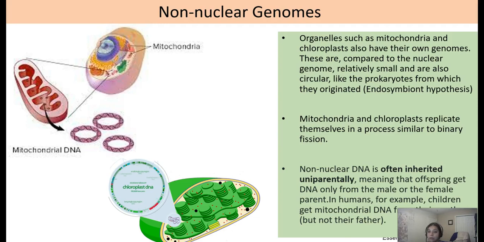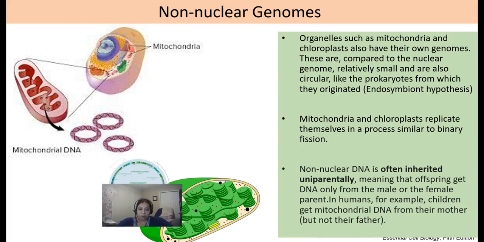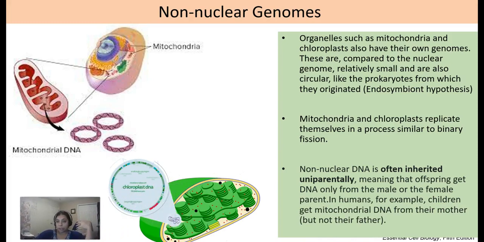The endosymbiont hypothesis, which is the most prevalent hypothesis about their origin, states that they were at some point prokaryotes. They originated from prokaryotes and were incorporated into eukaryotes through engulfing and ingesting. Mitochondria and chloroplasts replicate very similarly to binary fission, like you would see in prokaryotes of many types, and they can replicate on their own inside the cell.